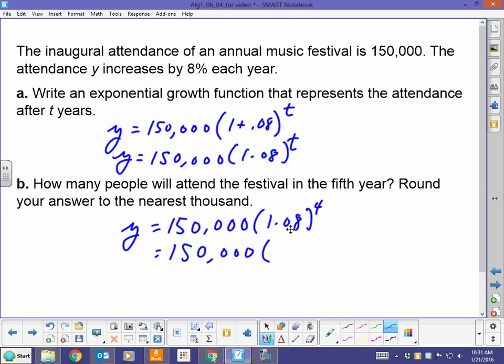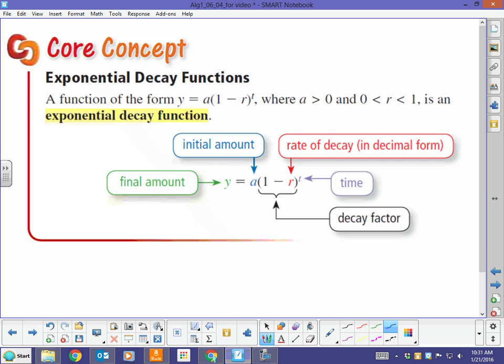I need a calculator for this. 1.08 to the power of 4 equals 1.36. So times 150,000, that's 204,073. Okay. So that's a growth function. Let's take a look at a decay function here.